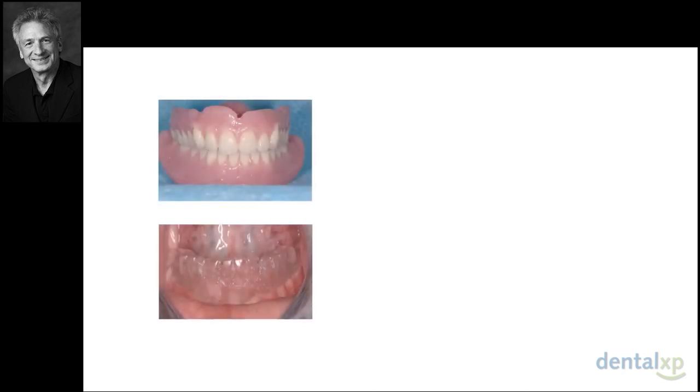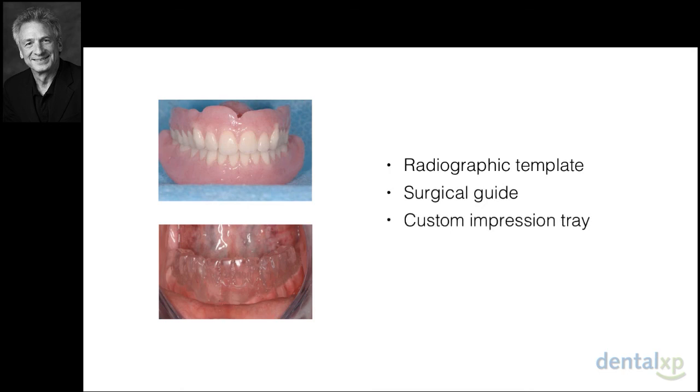And we made a new denture for her. Basically, what we do with all of these patients when they're in a compromised state that you just saw, we make a new denture for the patient because you need that to be able to plan where the implants are placed. We use these duplicate dentures as a radiographic template, as a surgical guide, as a custom impression tray, as a record base, as a guide for the final restoration.